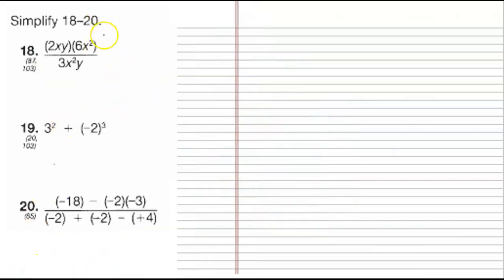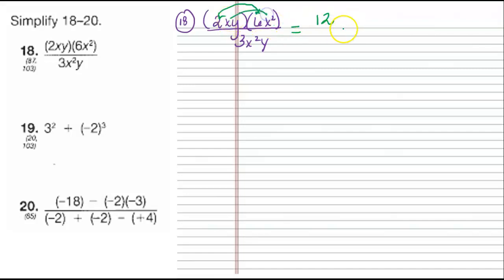Okay, last page. So 18, let me go ahead and write the problem here. 2xy times 6x squared over 3x squared y. So before I simplify, I'm going to have to multiply these. Let me get another color. So I'm going to multiply 2 and 6. That gives me 12. I'm going to multiply x and x squared. That gives me x cubed. And y comes along for the ride. Divided by, nothing has happened to the bottom.